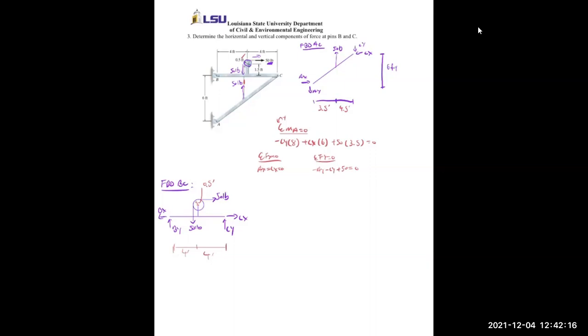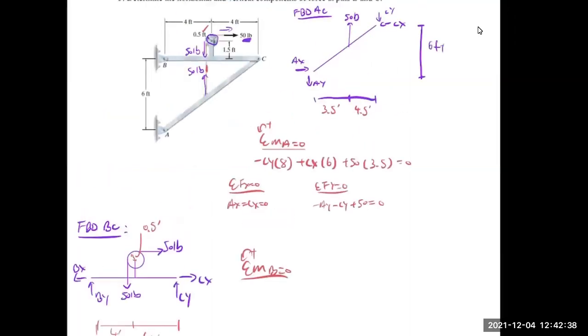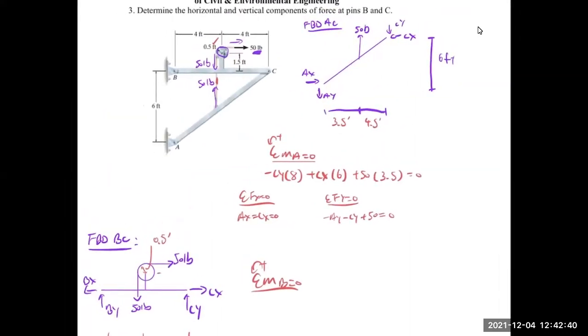At point C, there's only one unknown, which is Cy, but there are two unknowns at point B, which are Bx and By. So we always want to take a moment about the point with the most unknowns. So let's take a moment about point B.